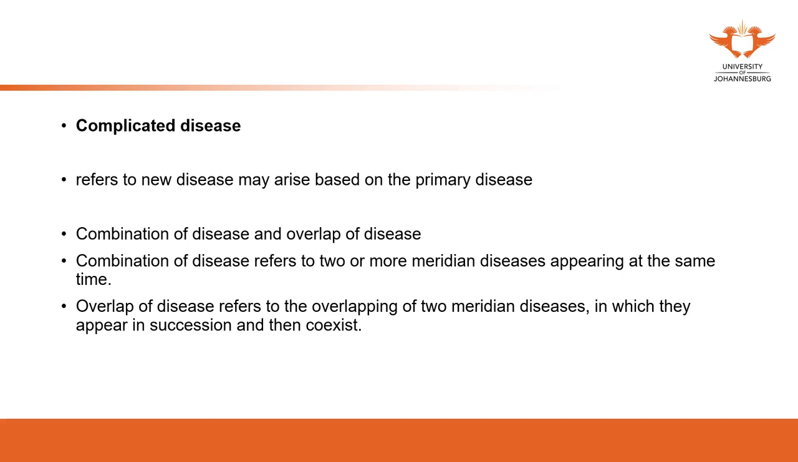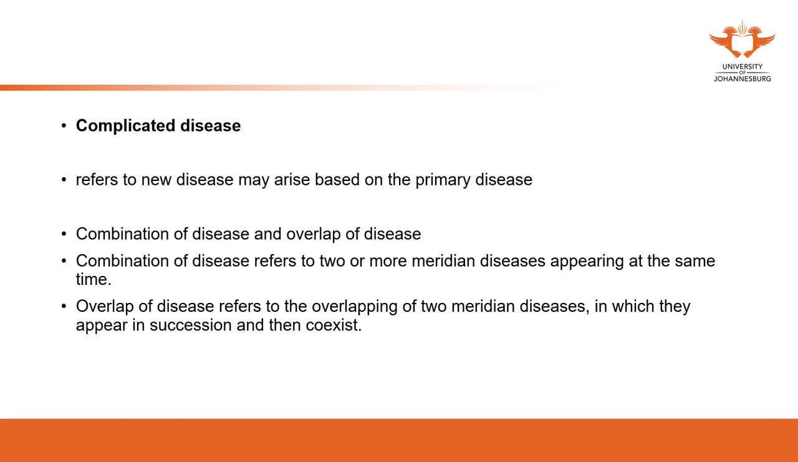So that's the upper jiao deficiency. These will cause heart deficiency and heart paralysis. Then sometimes the patient will develop a heart condition. So from a lung problem, they develop into a heart problem. That's a complicated disease: one new disease arises based on the primary disease. This patient's heart disease happens on the base of the lung disease.